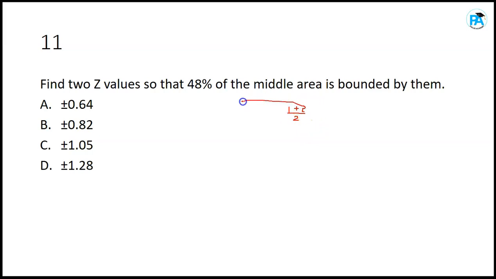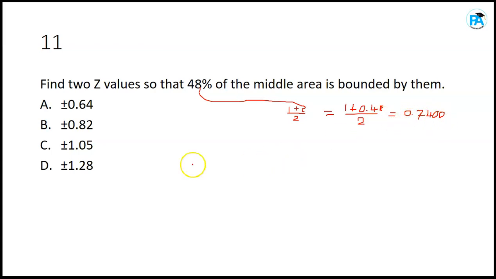The C stands for the percentage they give you, in decimal. In this particular type of question, this is the only way you can solve it. So that would be 1 plus 48% in decimal, which is 0.48, all divided by 2, and that gives you 0.74. It is 0.74, but you add 00 to it, 0.7400, because it's a probability.